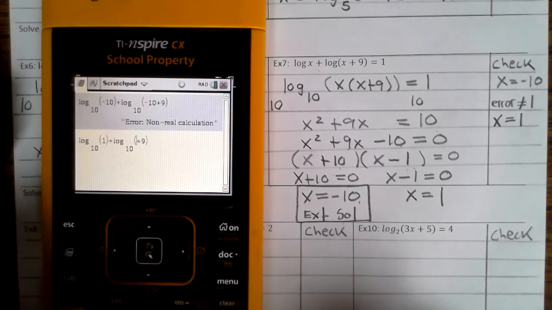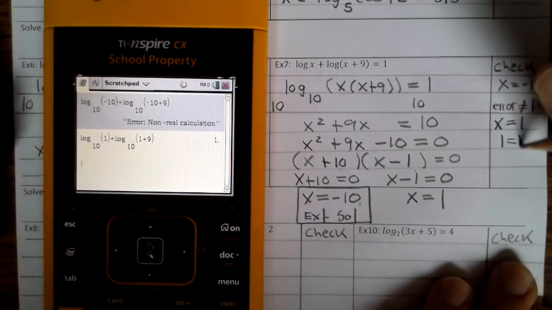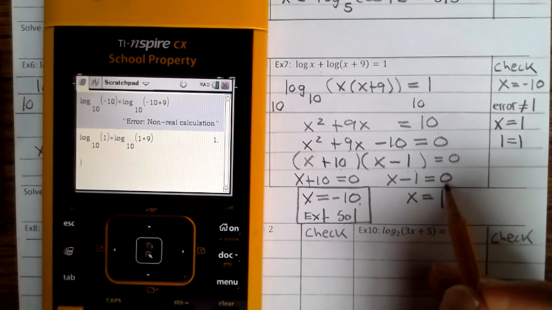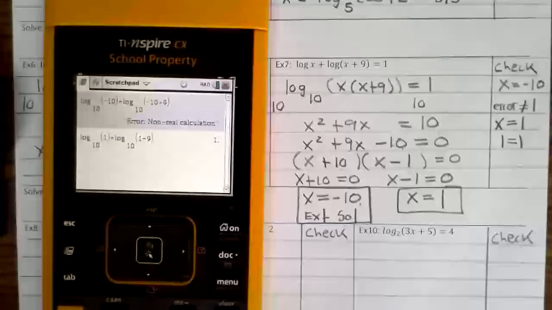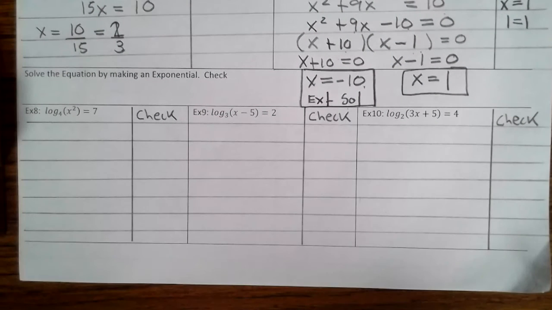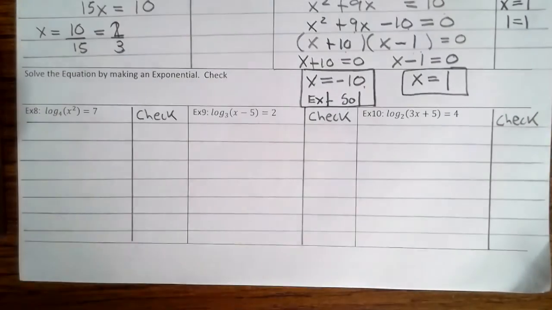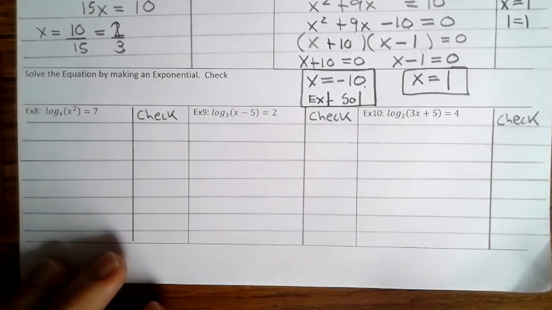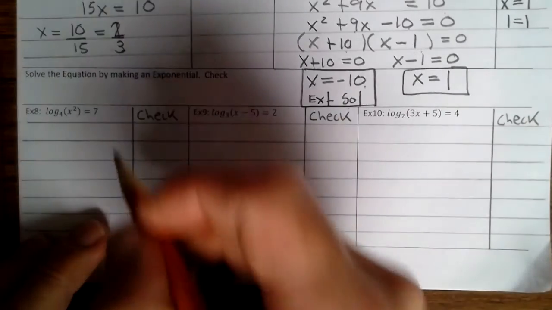Let's take a look at example 8. Solve each equation by making an exponential. All right? So we know that b to the x equals a, and log base b of a equals x. So what we need to do is identify what b, a, and x are and substitute here.